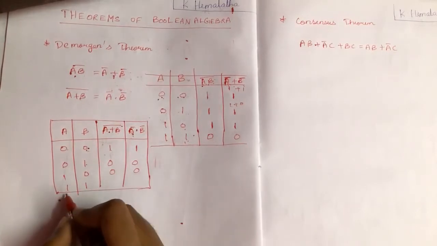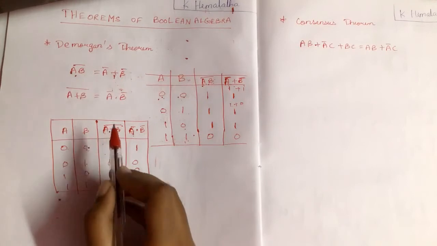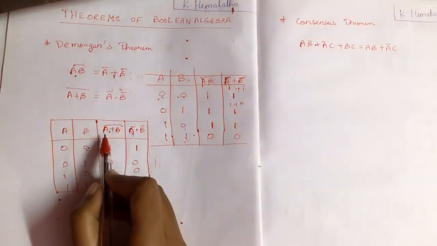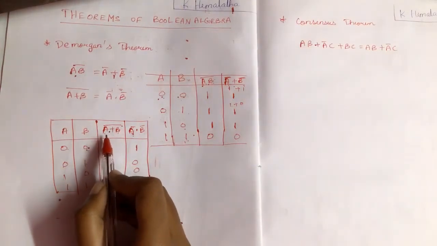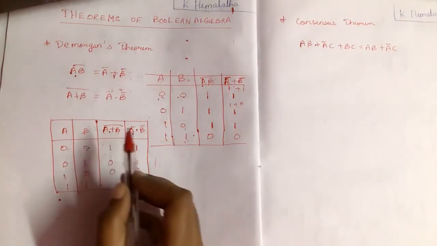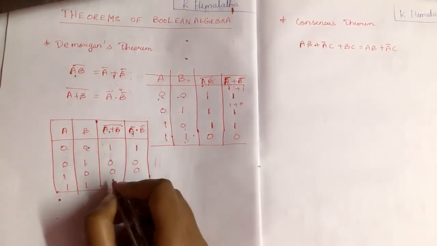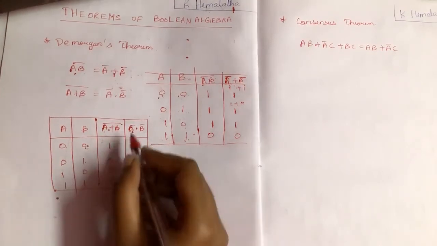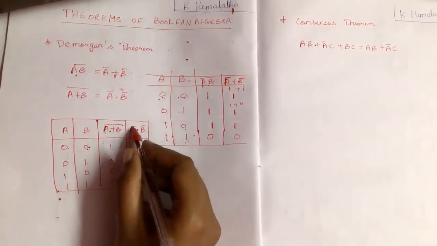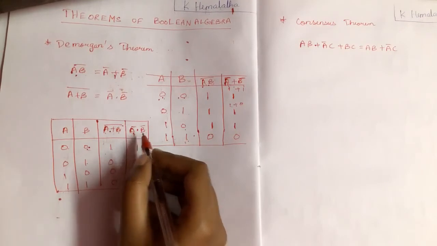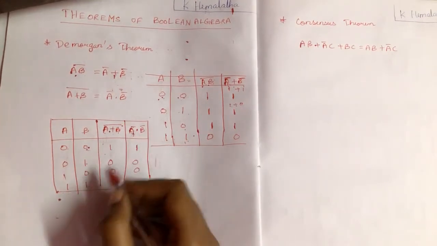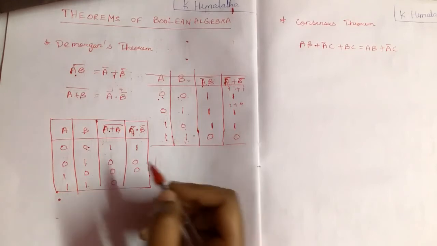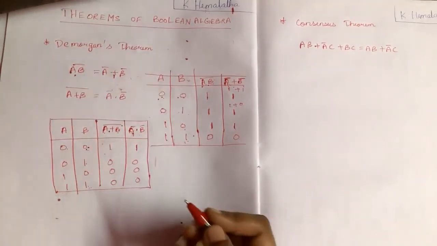Now we will apply 1 and 1. 1 plus 1 we get as 1 only, because we are doing binary representation. Don't forget that. So 1 plus 1 is 1, and the complement of 1 is 0. Again do the same: A I am applying, the complement of 1 is 0, into B complement. B is 1, the complement of that is 0. So 0 into 0, again 0 we get.